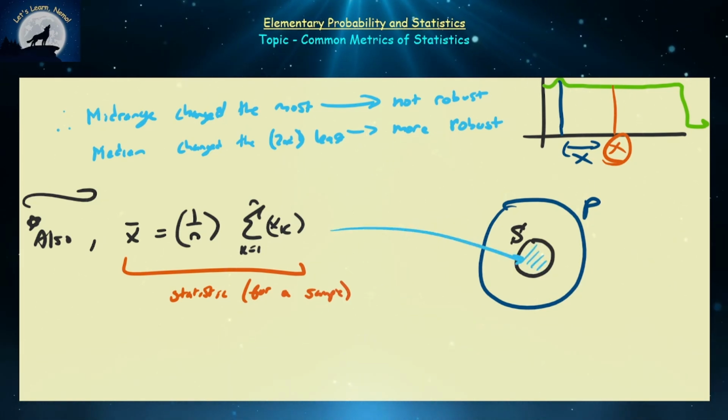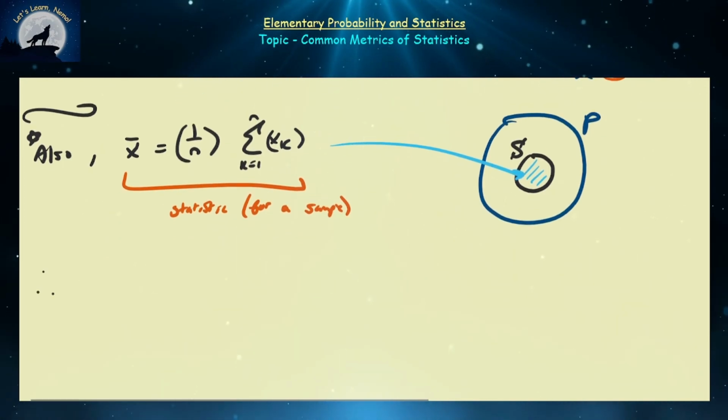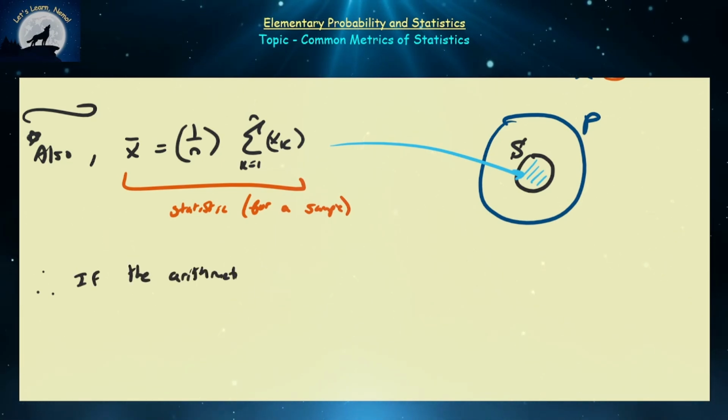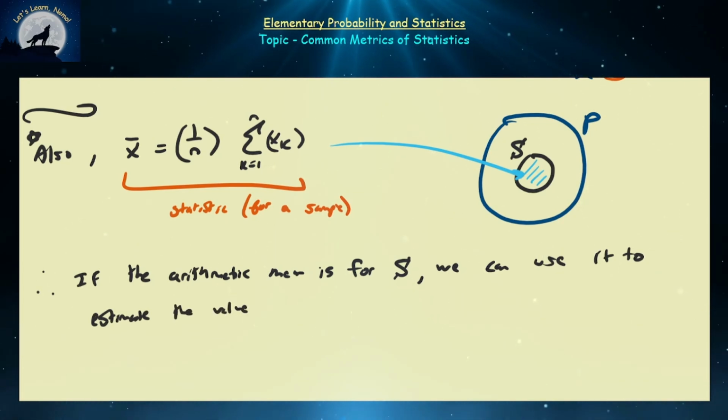So we're trying to estimate the center of the population P, right? So we can say, from our perspectives of statistics, parameters, samples, and populations, that if the arithmetic mean is for S, we can use it to estimate the value of mu, which is the arithmetic mean for our population P.